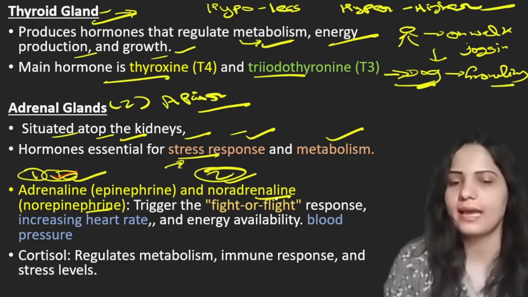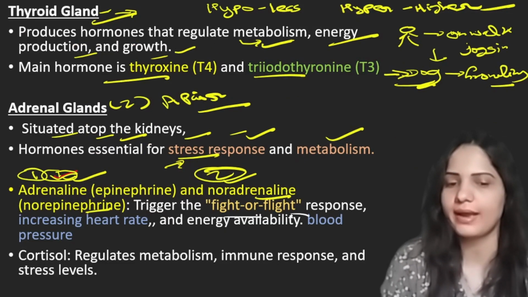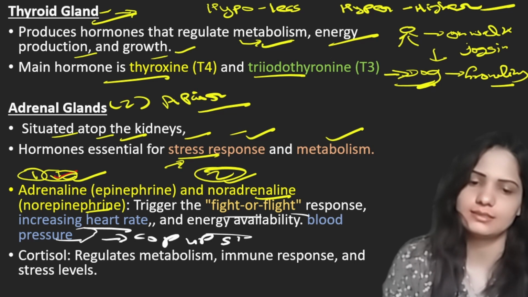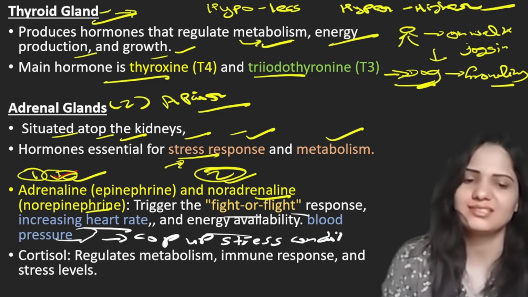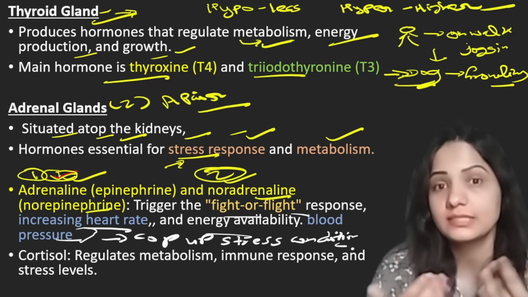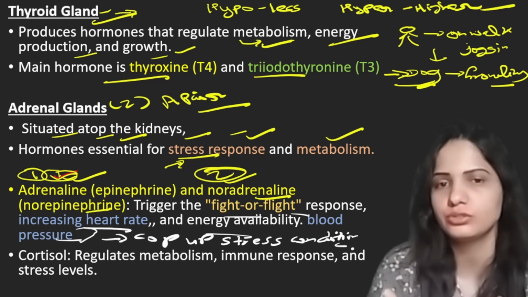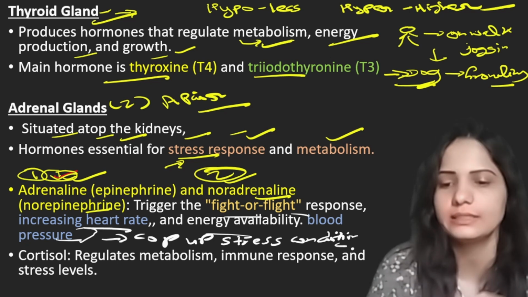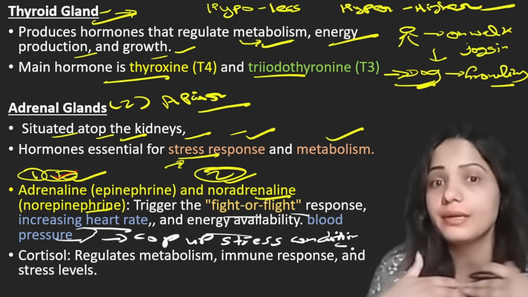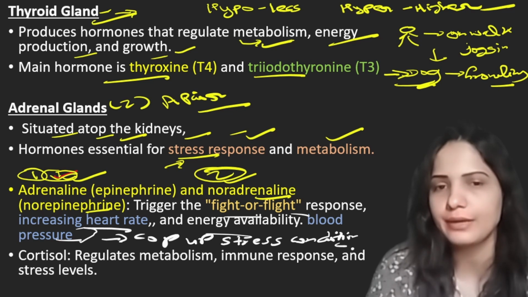So adrenaline and noradrenaline trigger the fight or flight response, increasing the heart rate, energy availability, and blood pressure to cope with the stress condition. And this stress can be anything, like a dog threat, any other animal's threat, public speaking, fear. All those kinds of fear will also generate this fight or flight stress response. Imagine you are giving a speech and you have anxiety before, an increased heart rate before your speech, and sweating, then this is stress response.